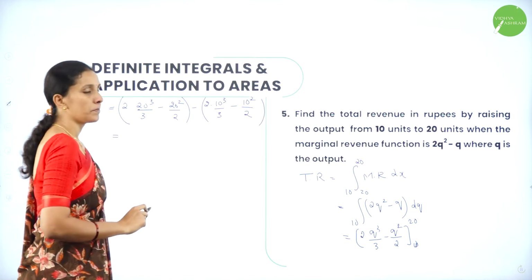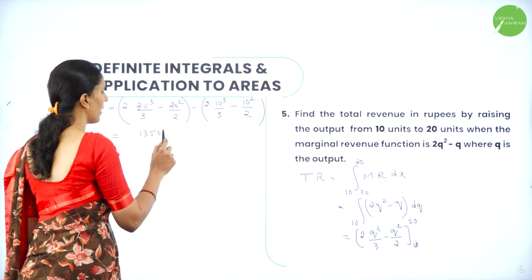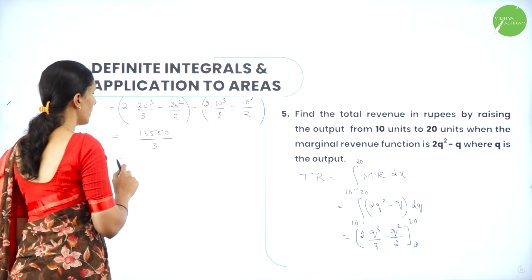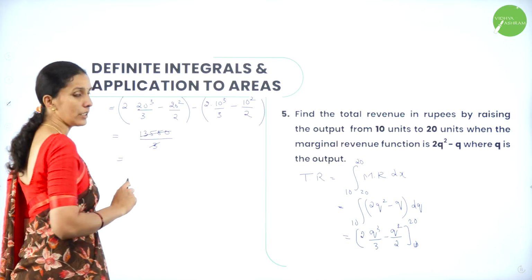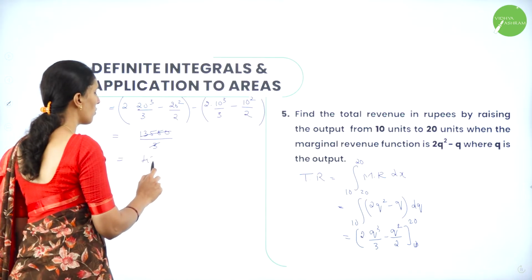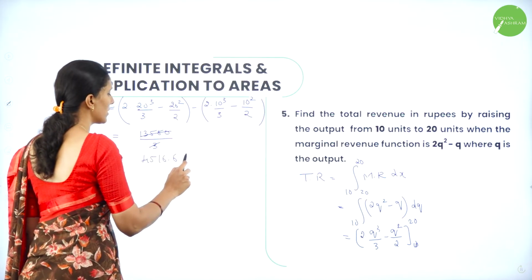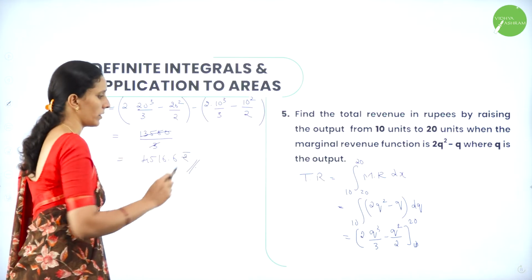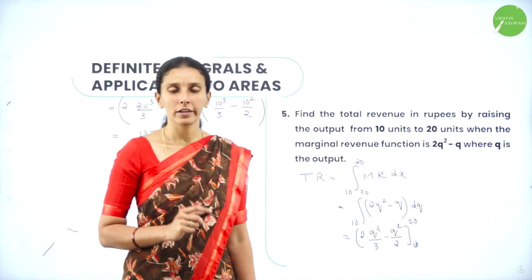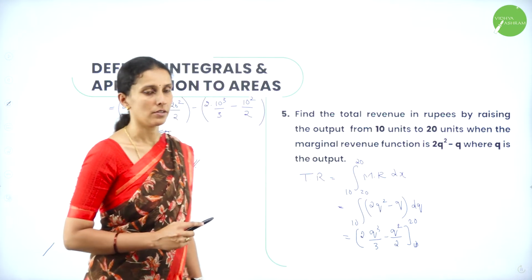Solving this, we get 13550 divided by 3. When you divide it by 3, the value is 4516.6 in terms of rupees. So therefore, this is the total revenue of the given function.